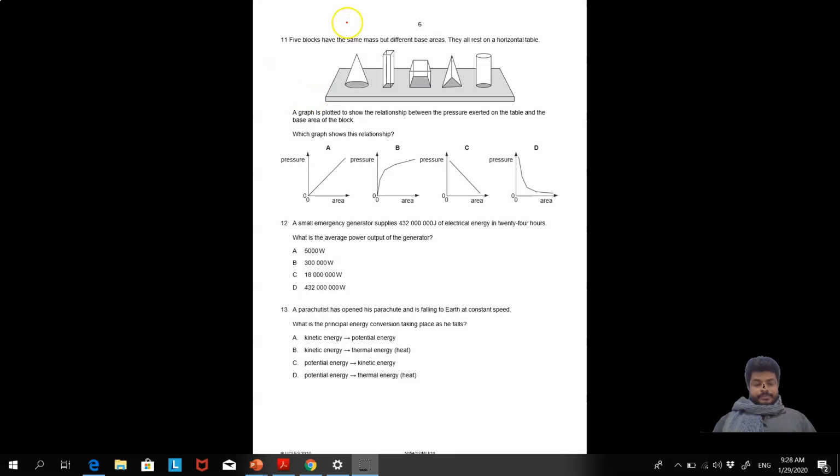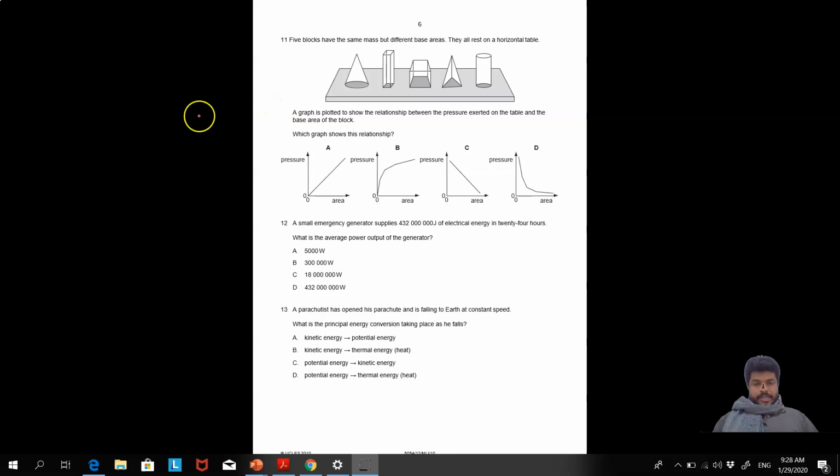I'm going to continue from question number 11. Just read along with me. Five blocks have the same mass but different base areas. They all rest on a horizontal table. A graph is plotted to show the relationship between the pressure exerted on the table and the base area of the block. Which graph shows this relationship?